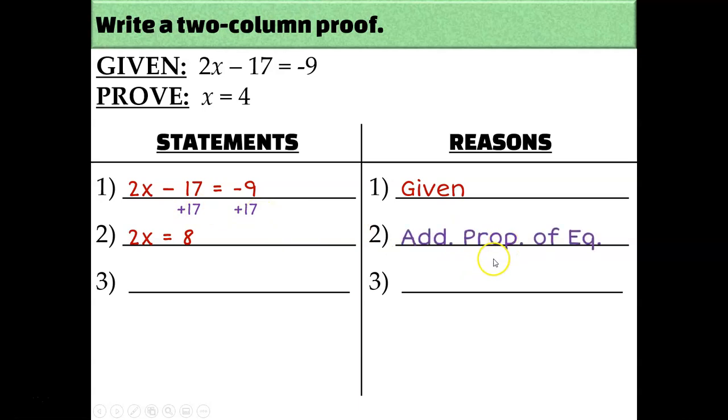Well, that's the addition property of equality. Now we have another step, right? Because we're not quite to our proof statement yet. I'm trying to prove that x equals 4, and right now I have that 2x equals 8.